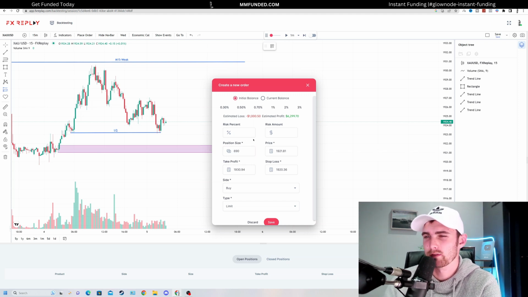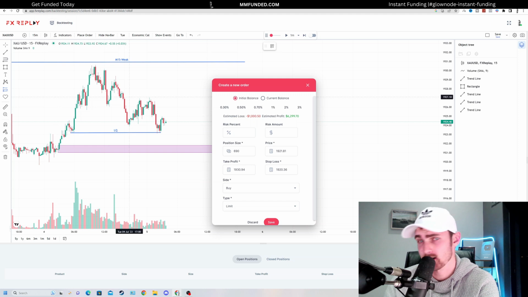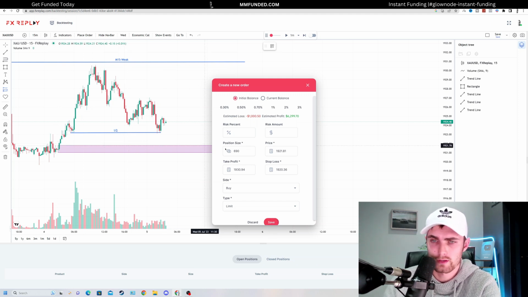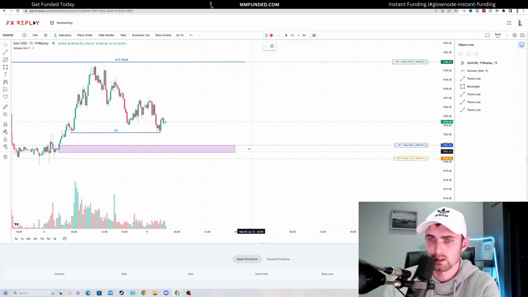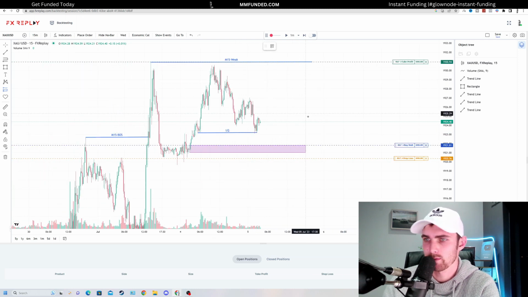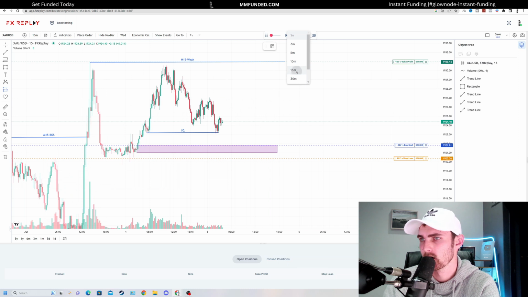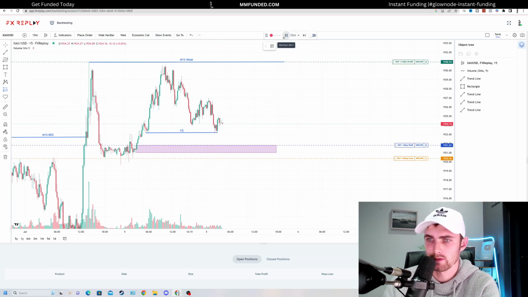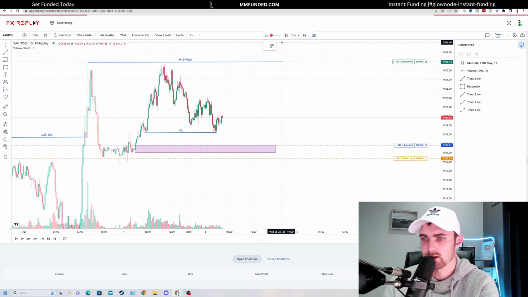I think this is equivalent to a 6.9 lot size on MetaTrader 4, MetaTrader 5. I think the position sizing on FX Replay is completely different. But let's go and enter the position over here. This is a 1% risk of $1,000. So let's go and click on save. Okay, so our position is now ready. I'm going to let price do its thing over here, and let's see if we get tapped into our zone.